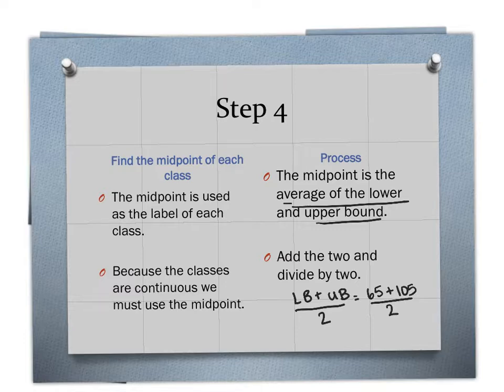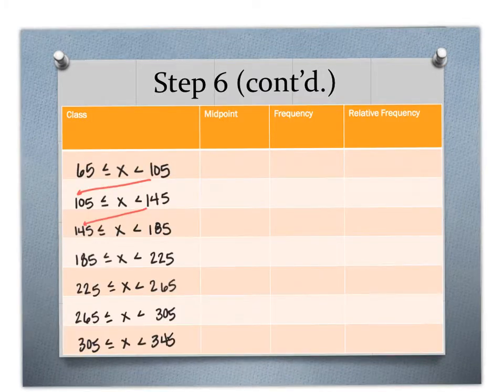If we take 65 plus 105, we get 170, divided by 2 is 85. That makes 85 the midpoint of the first class. The next midpoint would be 105 plus 145 divided by 2. That's equal to 250 divided by 2, which is 125.